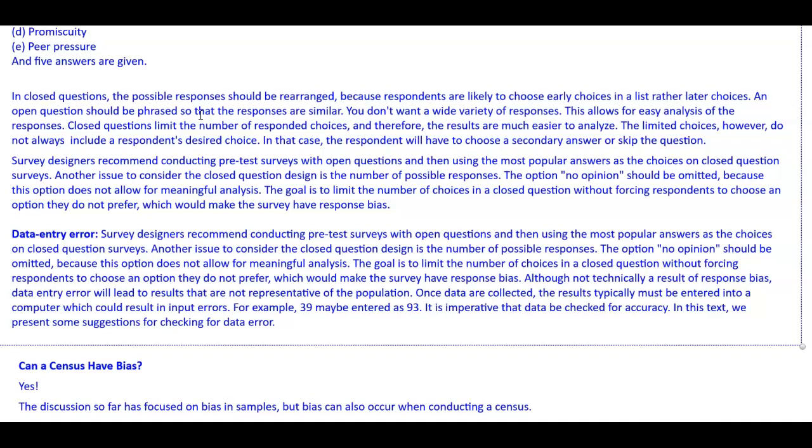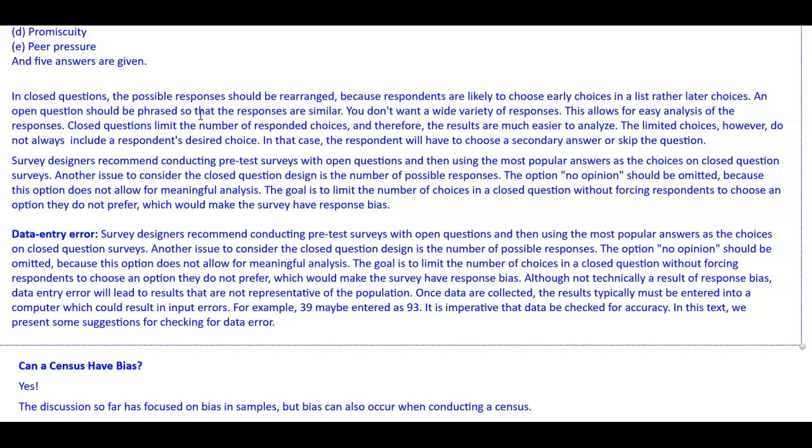You don't want a wide variety of responses. This allows for easy analysis of the responses. Closed questions limit the number of respondent choices, and therefore the results are much easier to analyze. The limited choices, however, do not always include a respondent's desired choice. In that case, the respondent will have to choose a secondary answer or skip the question. Survey designers recommend conducting pretest surveys with open questions and then using the most popular answers as the choices on closed question surveys.